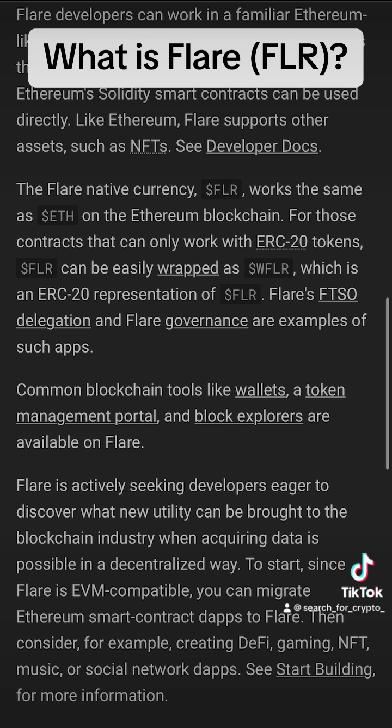For those contracts that can only work with ERC20 tokens, FLR can be easily wrapped as WFLR, which is an ERC20 representation of FLR. FLR's FTSO delegation and FLR governance are examples of such apps. Common blockchain tools like wallets, a token management portal, and block explorers are available on FLR. FLR is also EVM compatible, which means if there's any project that you were to build on the Ethereum network, those could just be ported over to the FLR network and easily changeable, which is awesome.